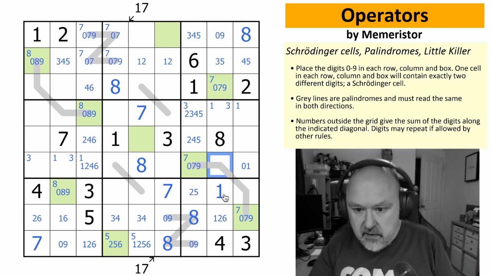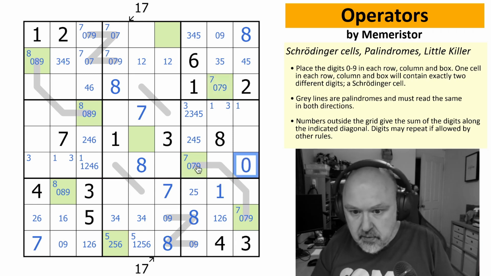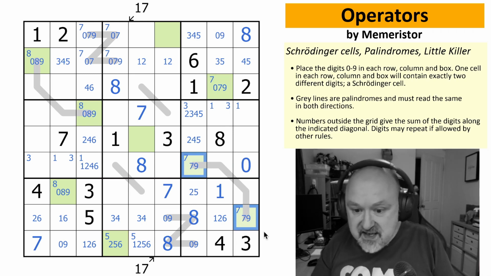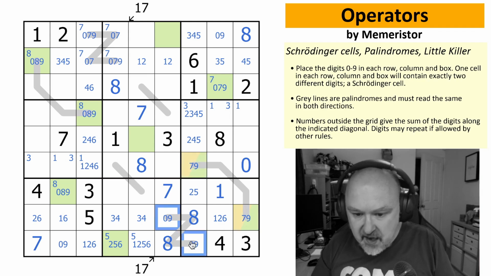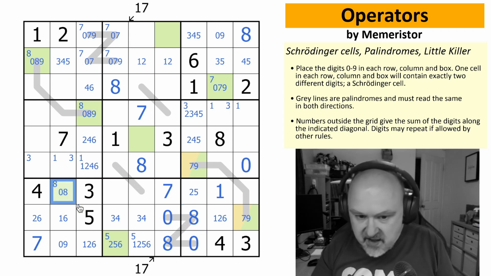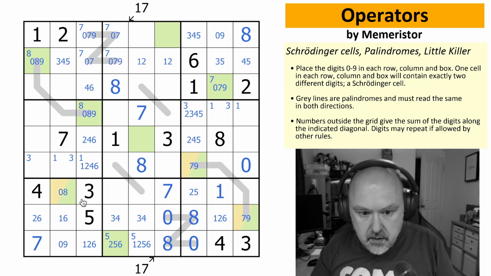That's the 1. That's the 0. Which means neither of those can be 0. That's 7. And that's 7, 9 in a Schrödinger cell. That Schrödinger cell is complete. That is 7 and 9. Which means they can't be 9s. They must be 0s. Which means these are 0s and 8s. Which means there's no 9 in there. That is a complete Schrödinger cell. That is now a 9.